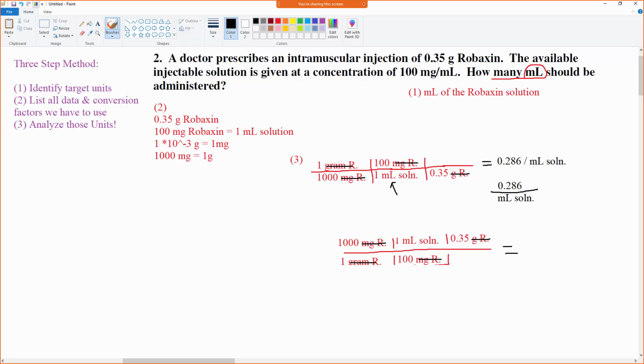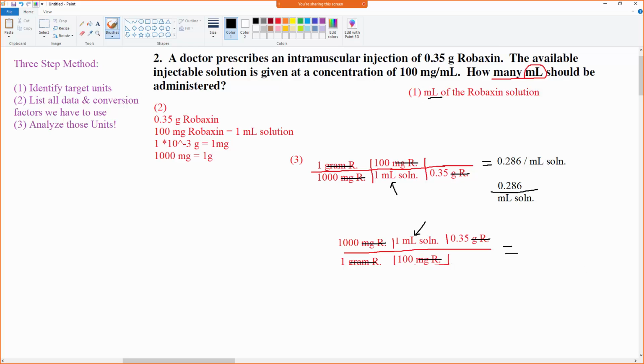So now everything still cancels, right? The milligrams of Roboxin are still canceling with the milligrams of Roboxin. The grams of Roboxin are still canceling with the grams of Roboxin. And now we have milliliters of solution all by itself, which is what we wanted. And furthermore, more importantly, we've got it on top, right? So when I say we want milliliters, it has to be by itself and on top.